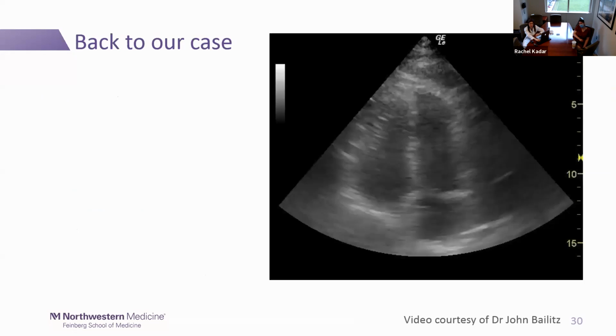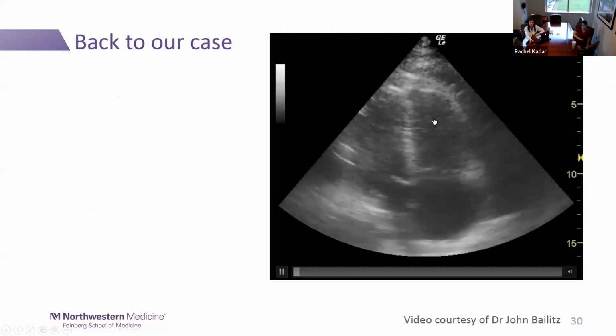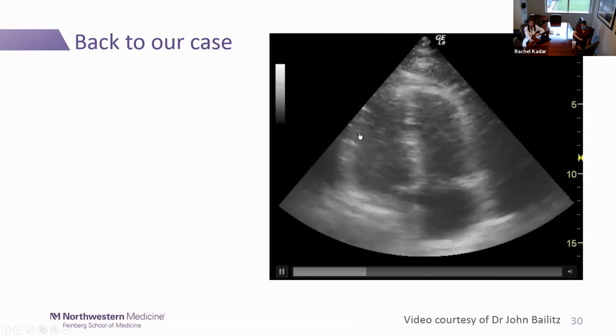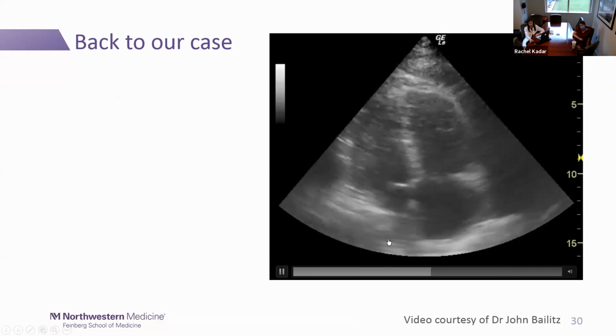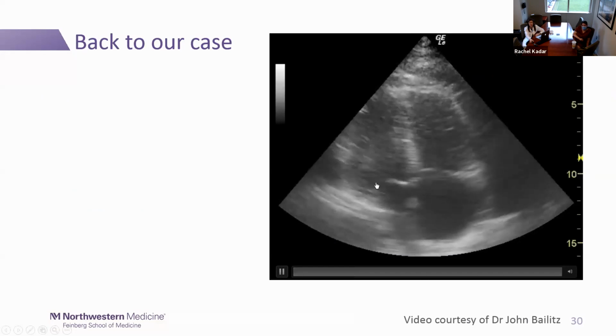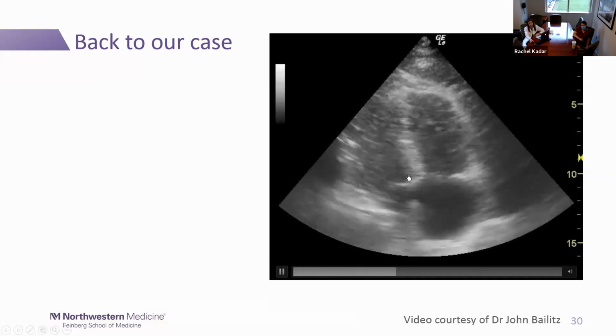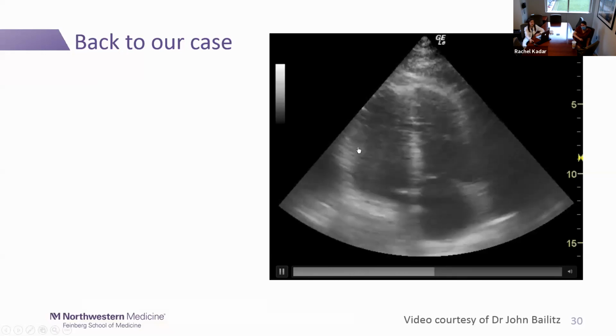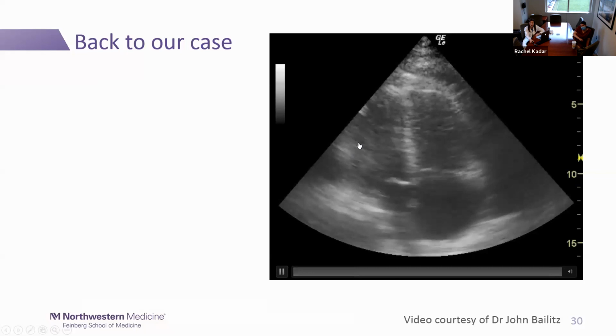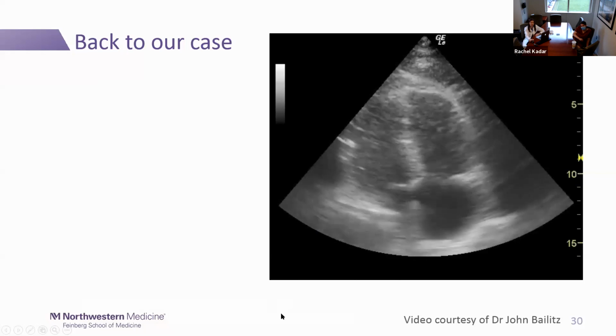So back to our case. I know this is a very grainy POCUS image, and I also don't know how well the images are going through, but this is apical 4. This is a left ventricle, left atrium, right atrium. You can see that this right ventricle is larger than the left ventricle. Maybe you can't see the free wall extremely well, but we can tell that we have significant RV failure.